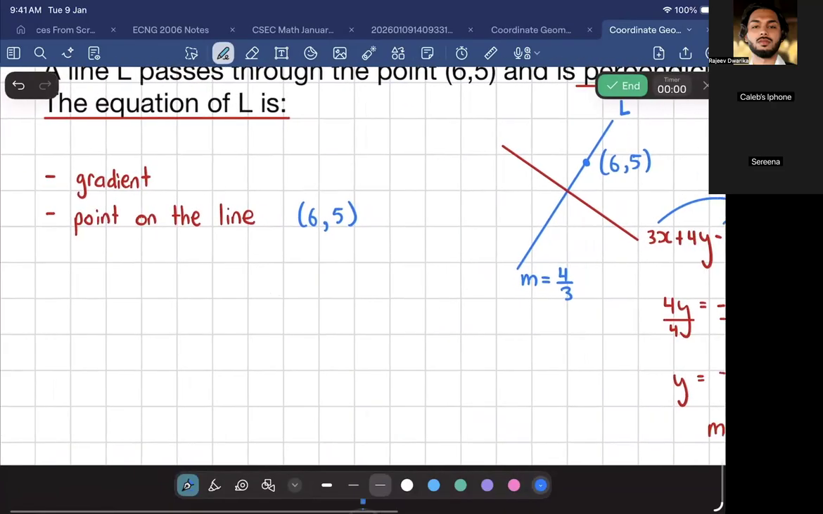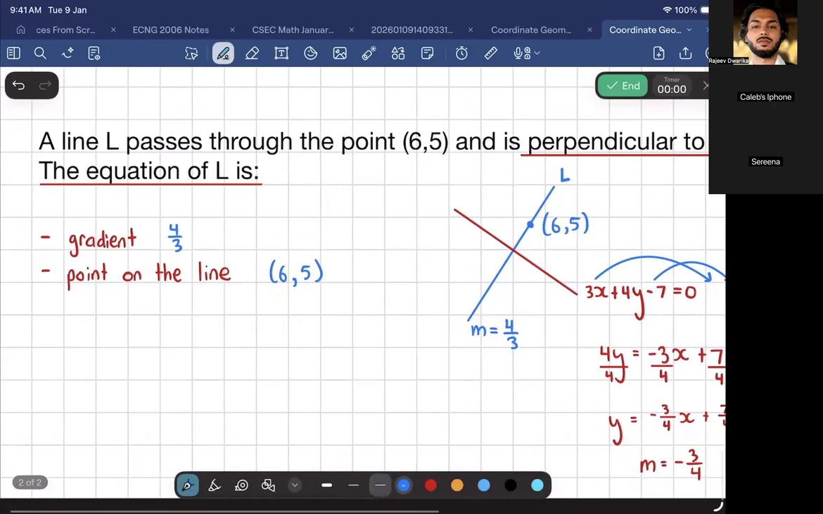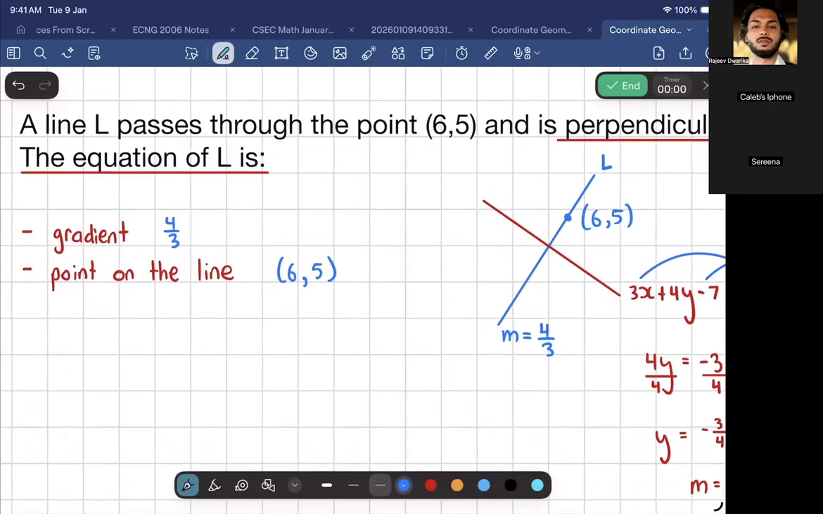So now you have the missing pieces of the puzzle. You have the gradient, check, and you have the point. What to do now? So you have the gradient and you have a point. Now you need to find what? You have the gradient, which is m, and you have x and y values. What is the only thing you're missing? The c value. Right, so you need to use y is equal to mx plus c now to find the c value. And then you could write the final thing.